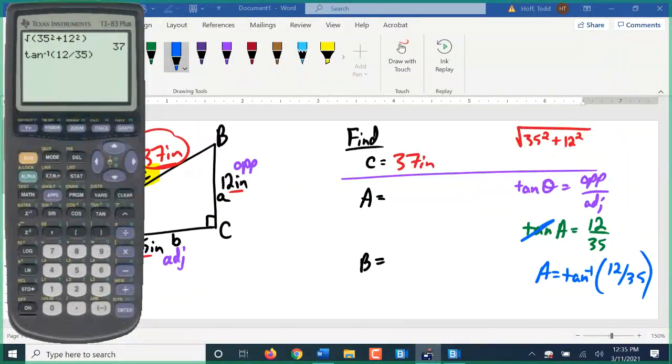A couple of you have calculators that work slightly different than that. If you're having issues with it, let me know and we'll help you figure out your keystrokes there. That comes out to 18.92 degrees.